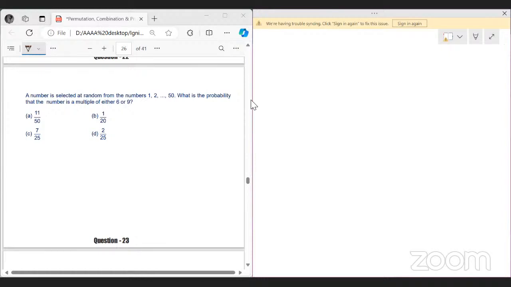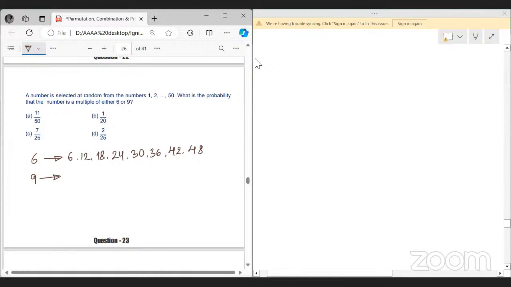Now, a number is selected at random from the numbers 1 till 50. What is the probability that the number is a multiple of 6 or 9? Multiples of 6 will be 6, 12, up to 48, and that of 9 will be till 45. Only this much.